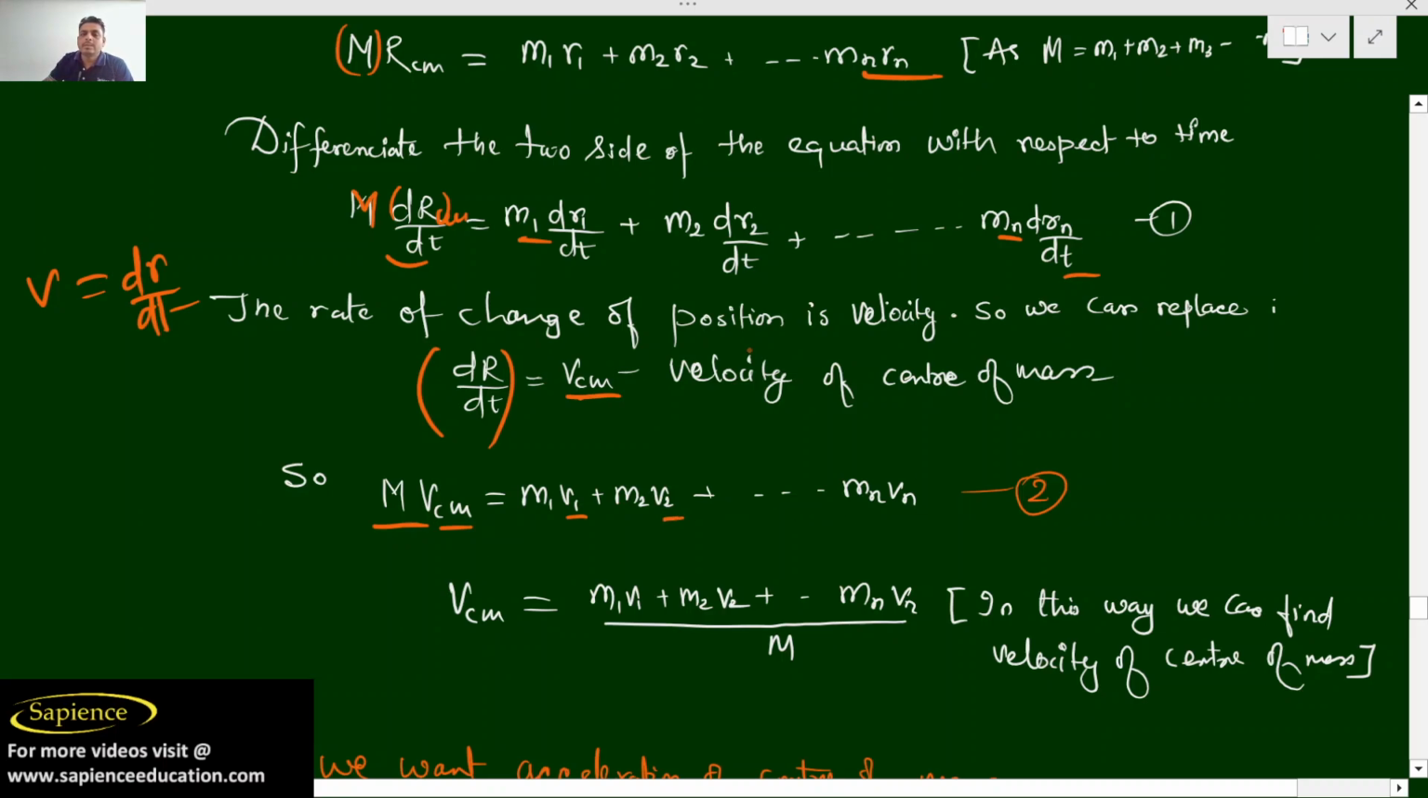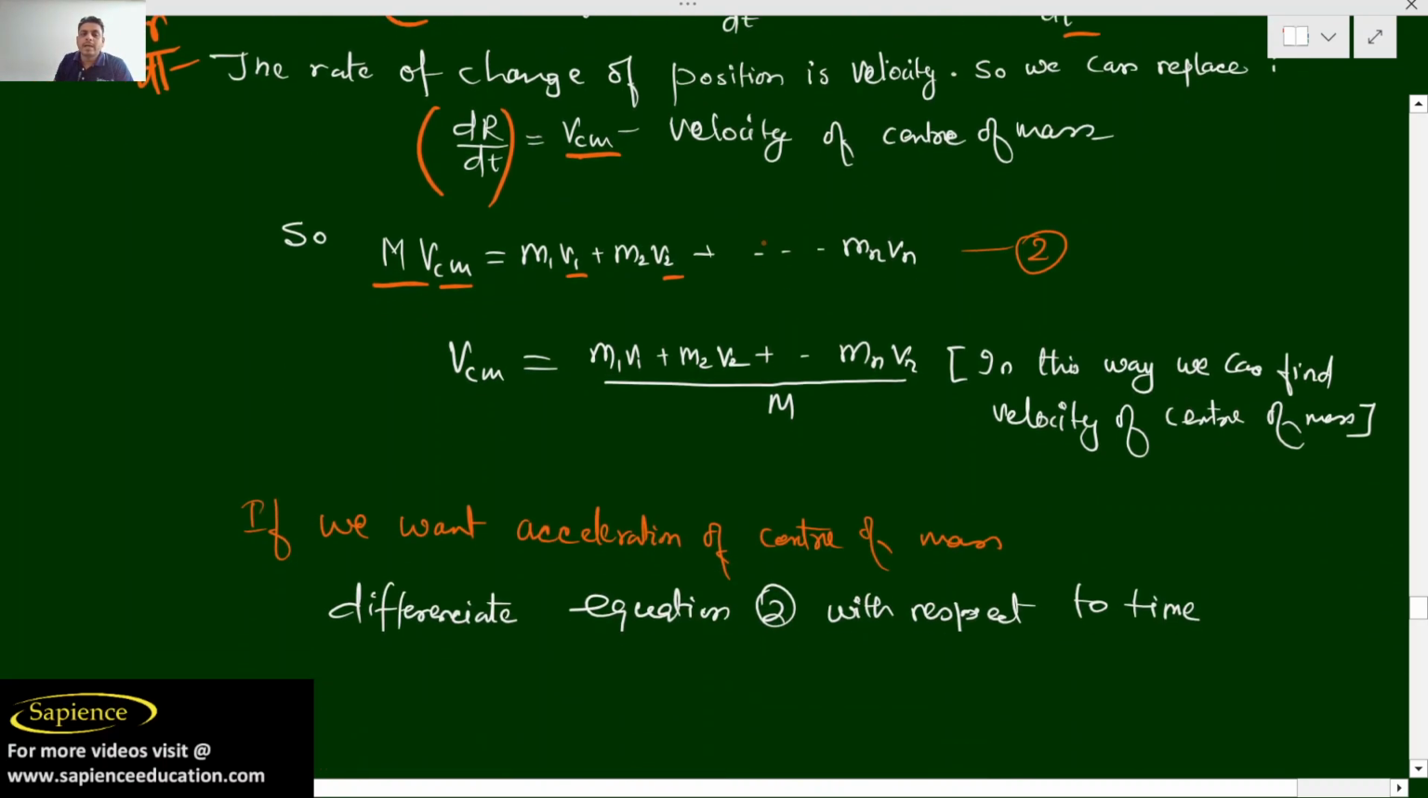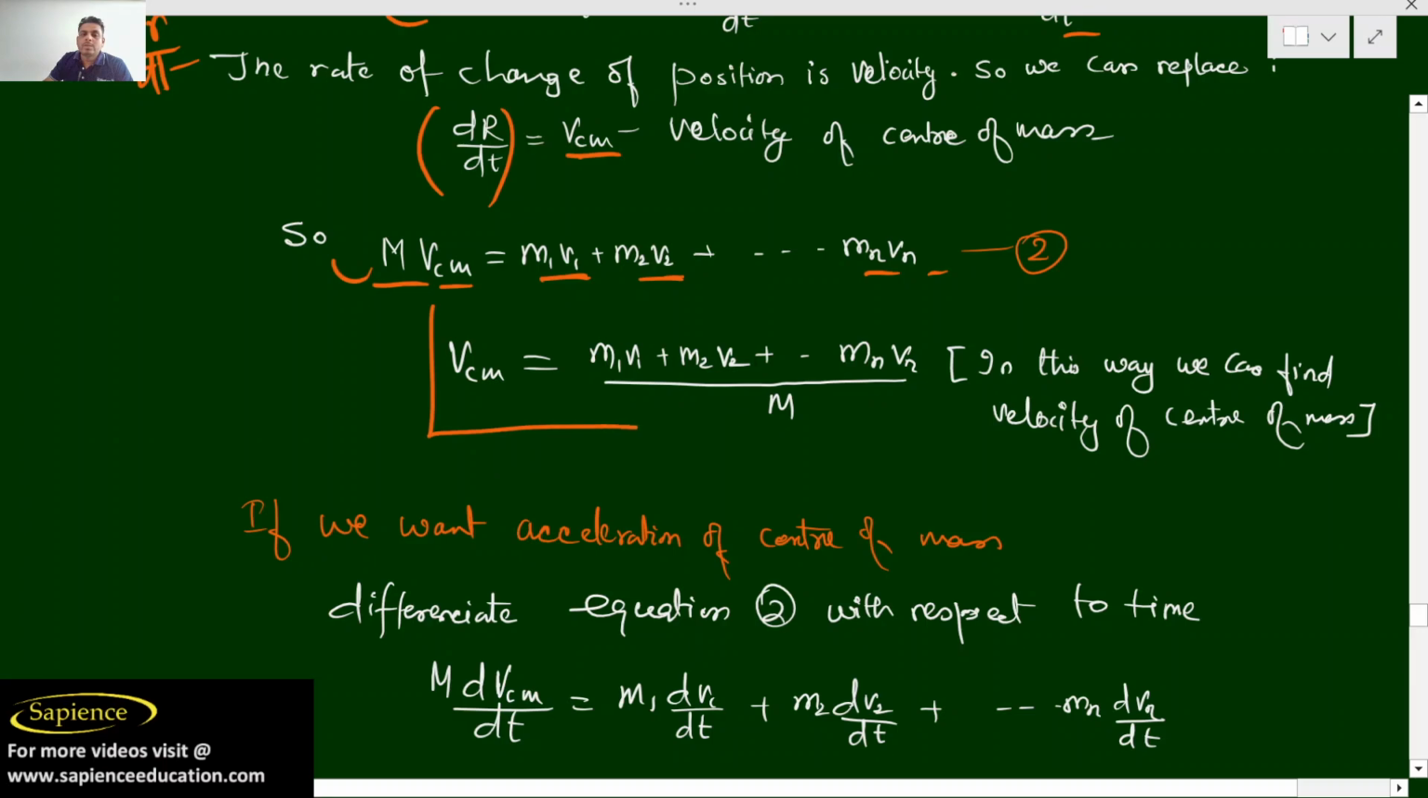Whatever I have just done is differentiating the whole equation with respect to t. So I am getting M into the velocity of the center of mass equals M1 V1 plus M2 V2 dot Mn Vn for n number of particles. So finally the velocity of the center of mass can be written like this: M1 V1 plus M2 V2 plus dot Mn Vn divided by M. In this way we can find the velocity of the center of mass.